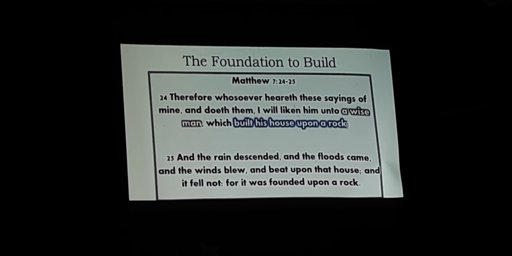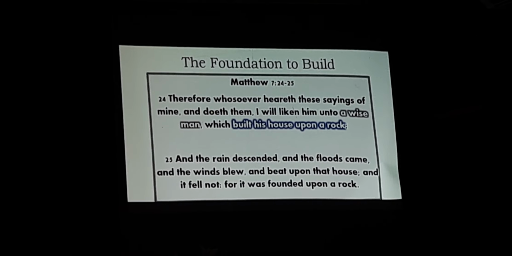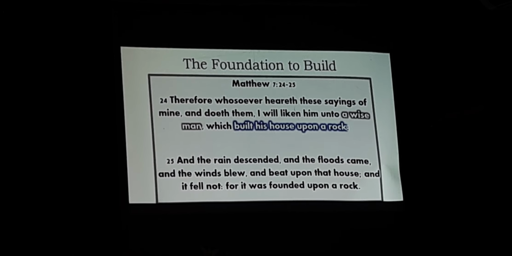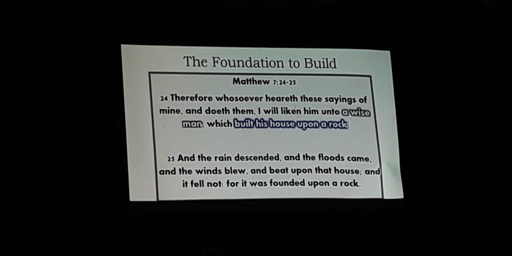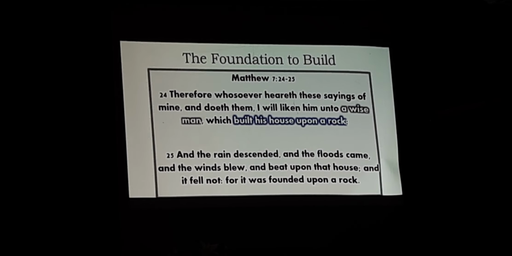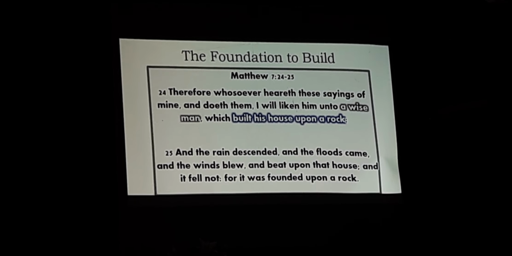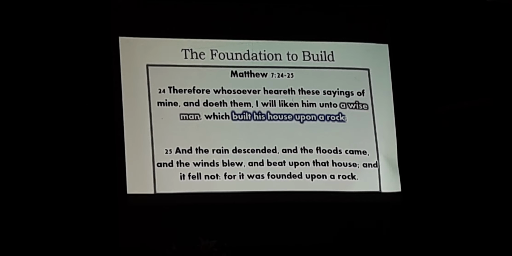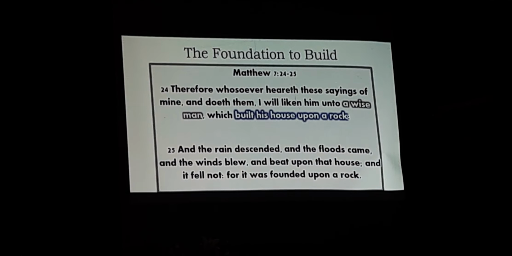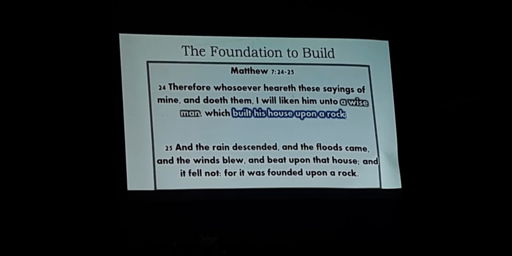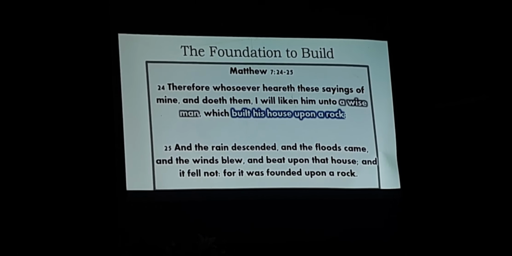Okay, Jesus is telling us that we need to build our foundation on the rock.